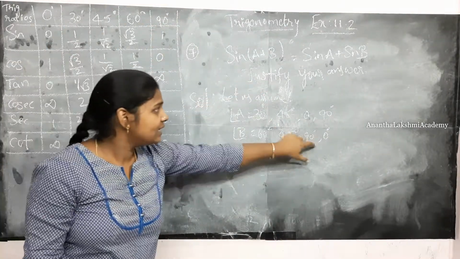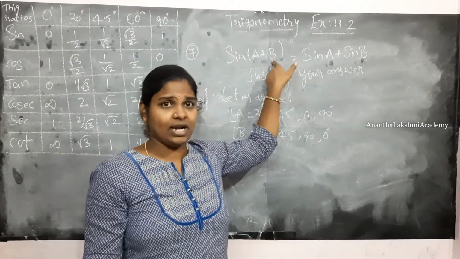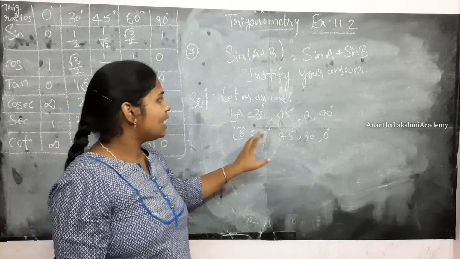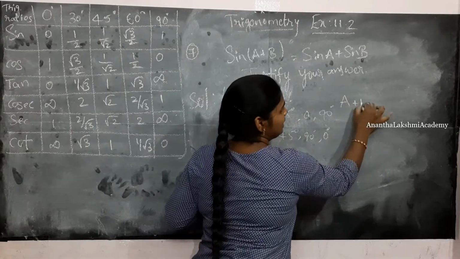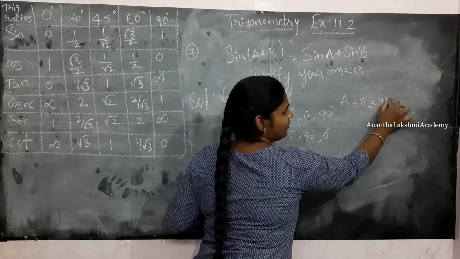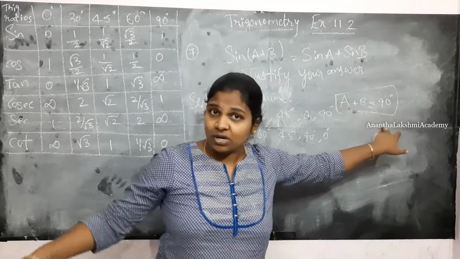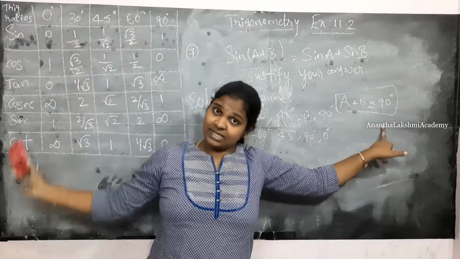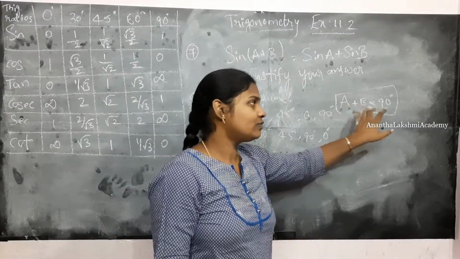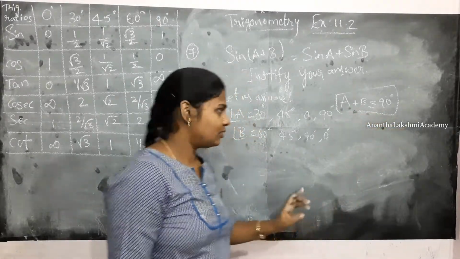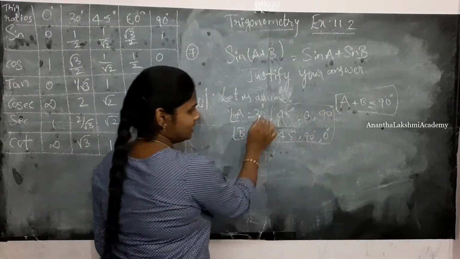If you are assuming 90 degrees and 30 degrees, what does A plus B become? 120 degrees. Are we aware of sine 120 degrees? No, right? So make sure you assume values such that A plus B is less than or equal to 90 degrees. This is for our sake, not given in the problem. Since we are not aware of values beyond 90 degrees from this table, assume the angles so that their sum is at most 90 degrees. For now I am assuming 30 degrees and 60 degrees.